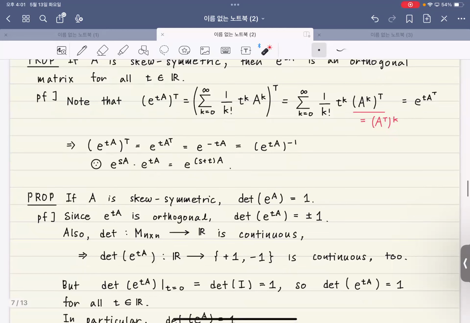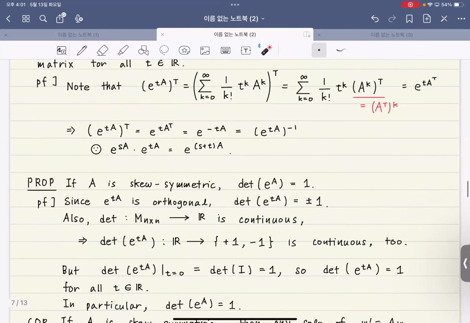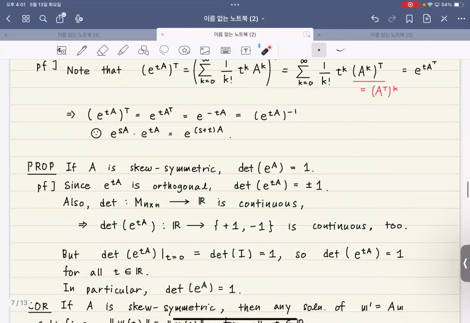But I'm pretty sure the function value of this can never be minus 1, because if you plug in t equals 0, then it's going to be identity, which has determinant plus 1. So therefore, the determinant of e^(tA) has to be constantly plus 1 for all t. In particular, if you plug in t equals 1, then the determinant of the matrix exponential of A should be 1, right? Okay.